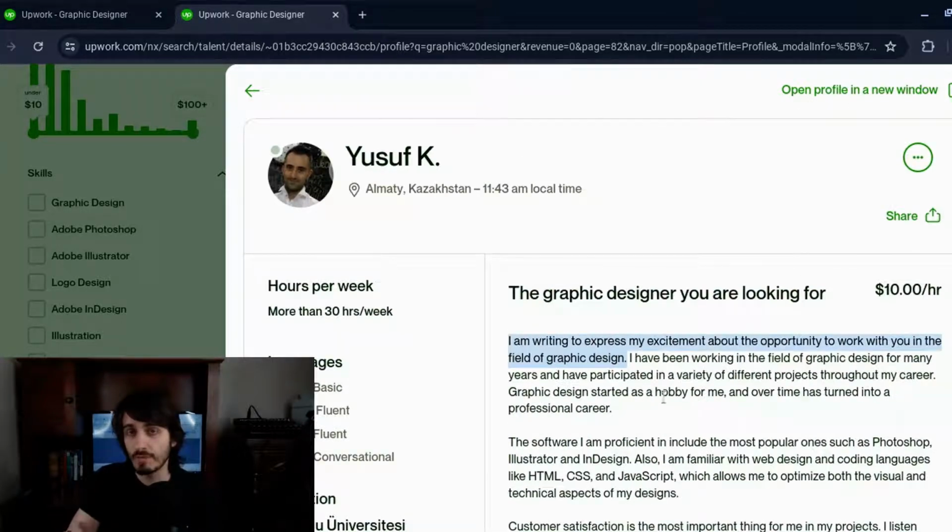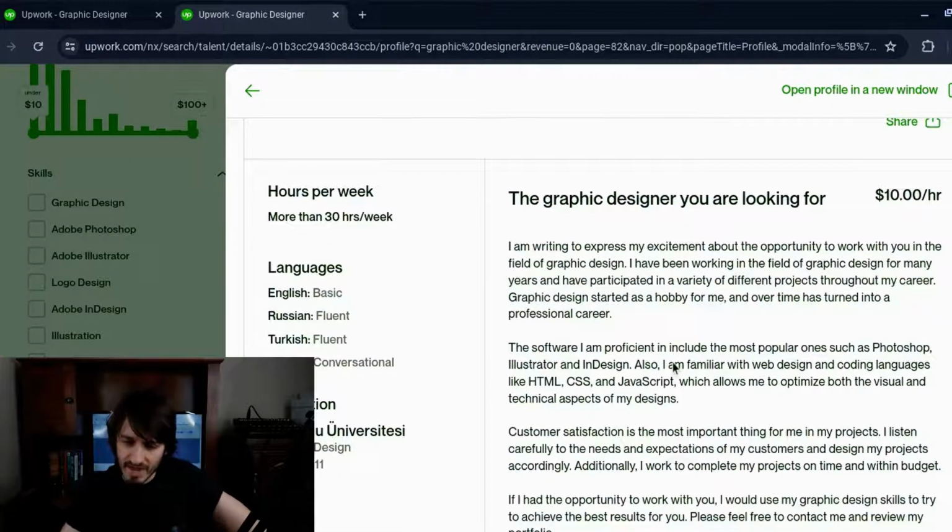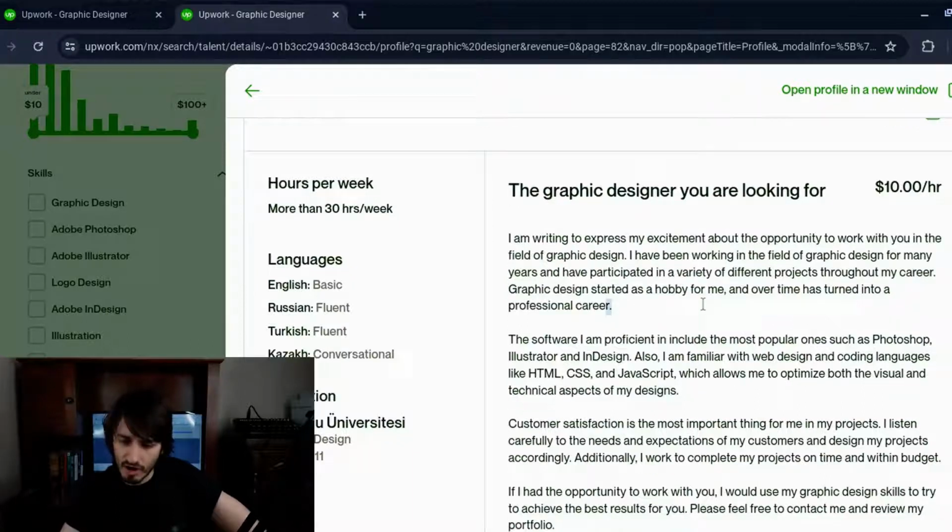So the first couple of lines are the most important ones because they're the ones that are going to be read. And what this shows is irrelevant information. This does not give the client any information that makes you seem more qualified or a better fit to hire than anyone else. All you've said so far is, I'm the guy for you and I want to work with you. Who gives a shit? Then, I've been working for many years. I guess that's good. And have participated in a variety of different projects through my career. Okay, graphic design started as a hobby for me and I don't give a fuck.